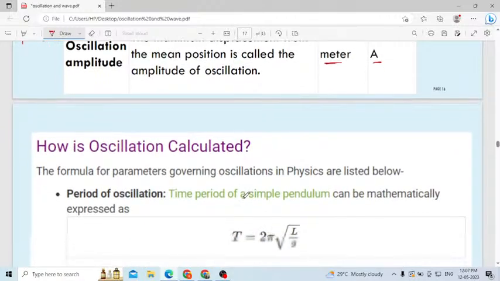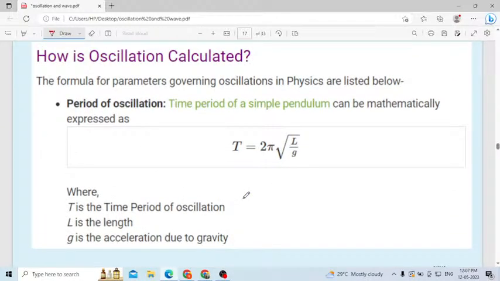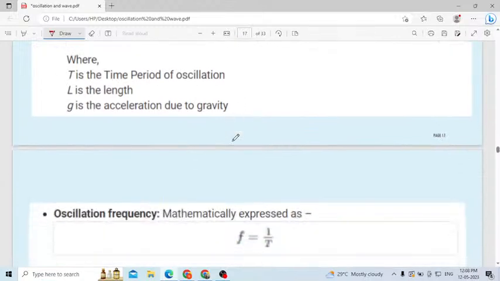Easy one. Again, you have to remember the formula. T is equal to 2 pi square root of L divided by g. Here T is the time period of oscillation, L is the length of the string, and g is the acceleration due to gravity. Very important formula. Based on this formula, I will solve important MCQ questions.